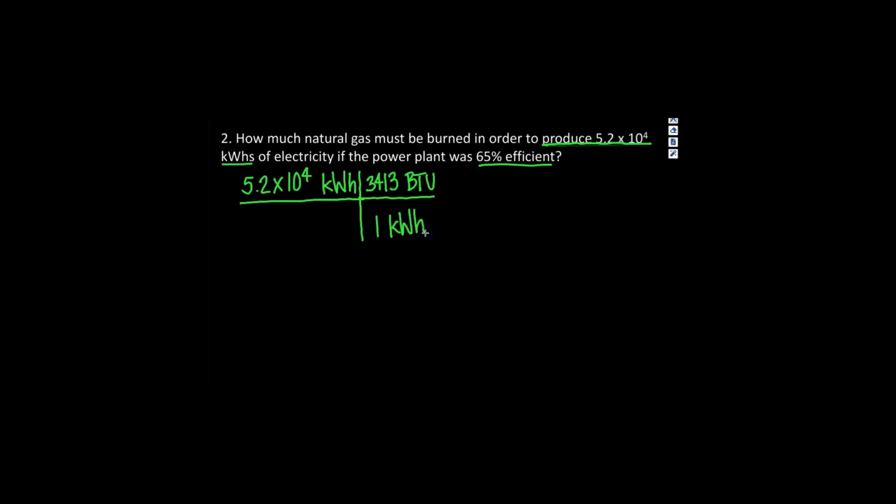I chose that one because I wanted to get rid of kilowatt hours. So I'm going to go from kilowatt hours to BTUs, and then from BTUs to cubic feet. Since I want to get rid of BTU and I've got BTU up here, I'm going to put the 1031 on the bottom and the 1 cubic foot on the top. Okay, and that'll get rid of my BTUs.